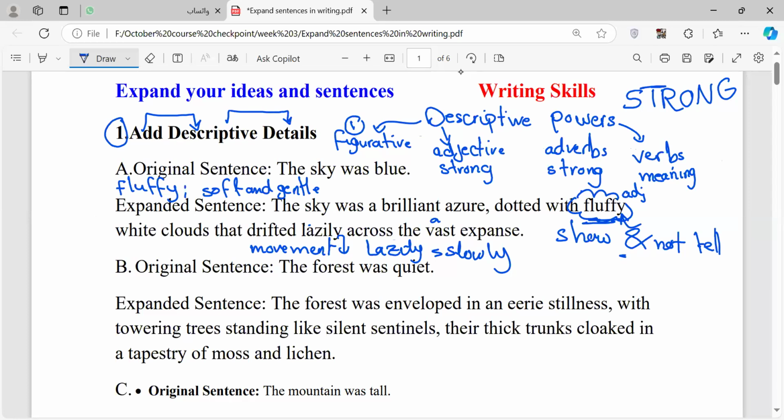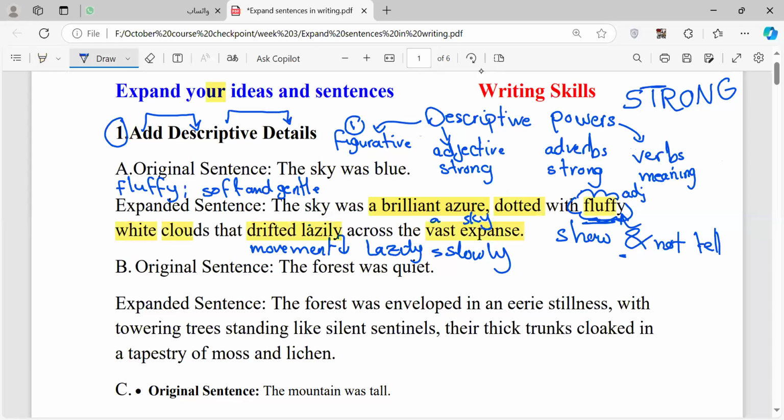That's why when I ask you to write a sentence in the next task, you should use such kinds of words. So here, he didn't only say that the sky is blue, but he said brilliant azure instead of blue. He said dotted, so this is a very slow-paced description. Dotted with fluffy, white clouds. And also he said the clouds drifted lazily across the vast expanse. The vast expanse here means the stretch of the sky.